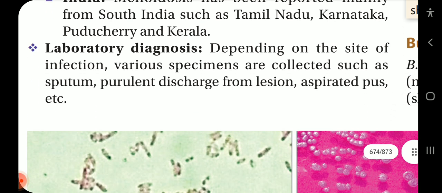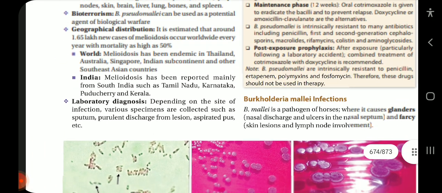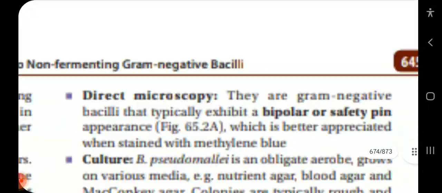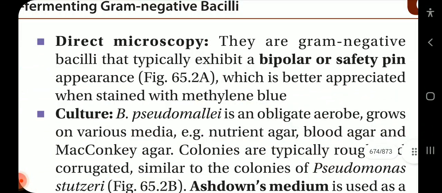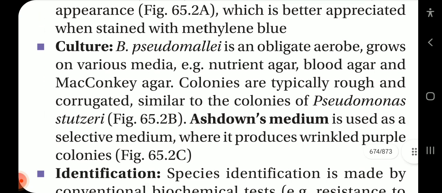Lab diagnosis: depending on the site of infection, various specimens are collected such as sputum, purulent discharge from the lesion, aspirated pus, etc. Direct microscopy: they are gram-negative bacilli that typically exhibit a bipolar or safety pin appearance, which is better appreciated when stained with methylene blue. Culture: Burkholderia pseudomallei is an obligate aerobe, grows on various media, for example nutrient agar, blood agar, and MacConkey agar.